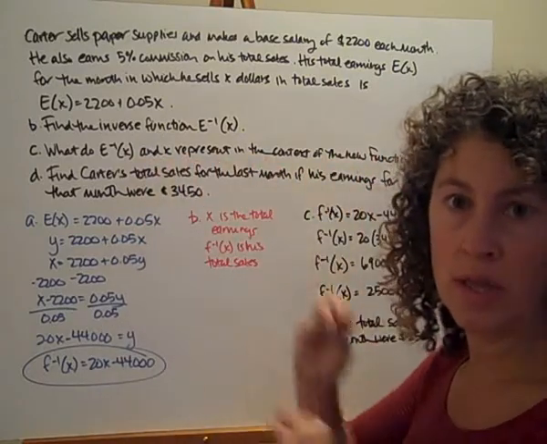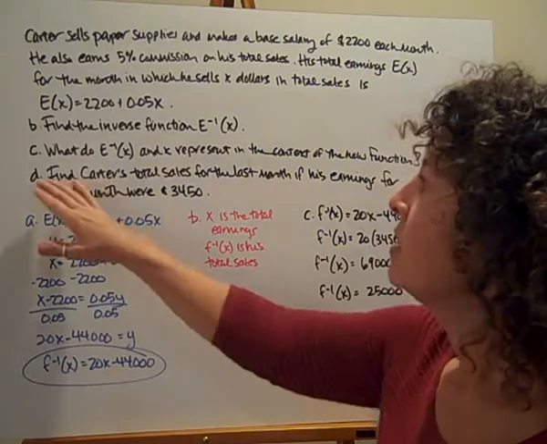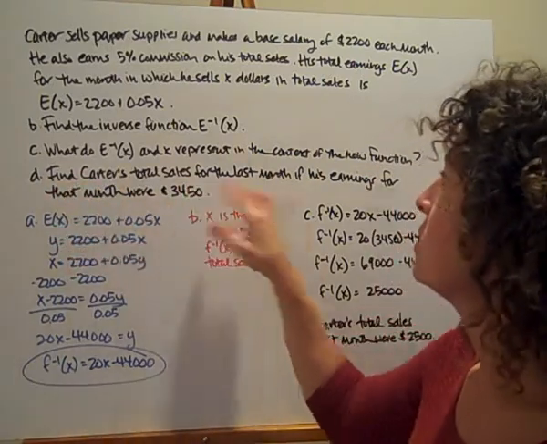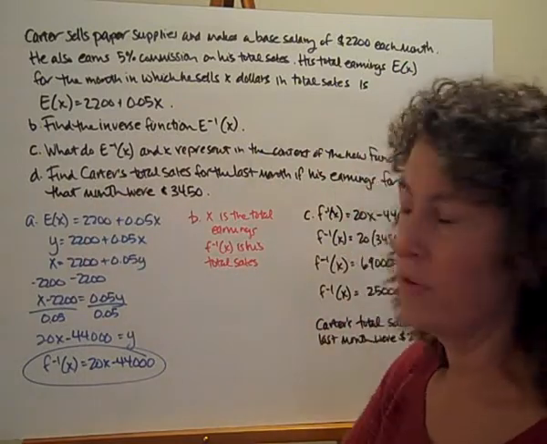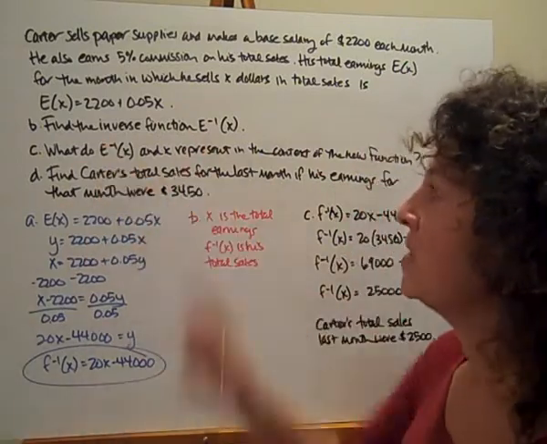So we've switched the input and the output, so what do each of those mean? And then the last thing we'd like to do, find Carter's total sales for the last month if his earnings for that month were $3,450. So one thing at a time. First, let's find the inverse function.